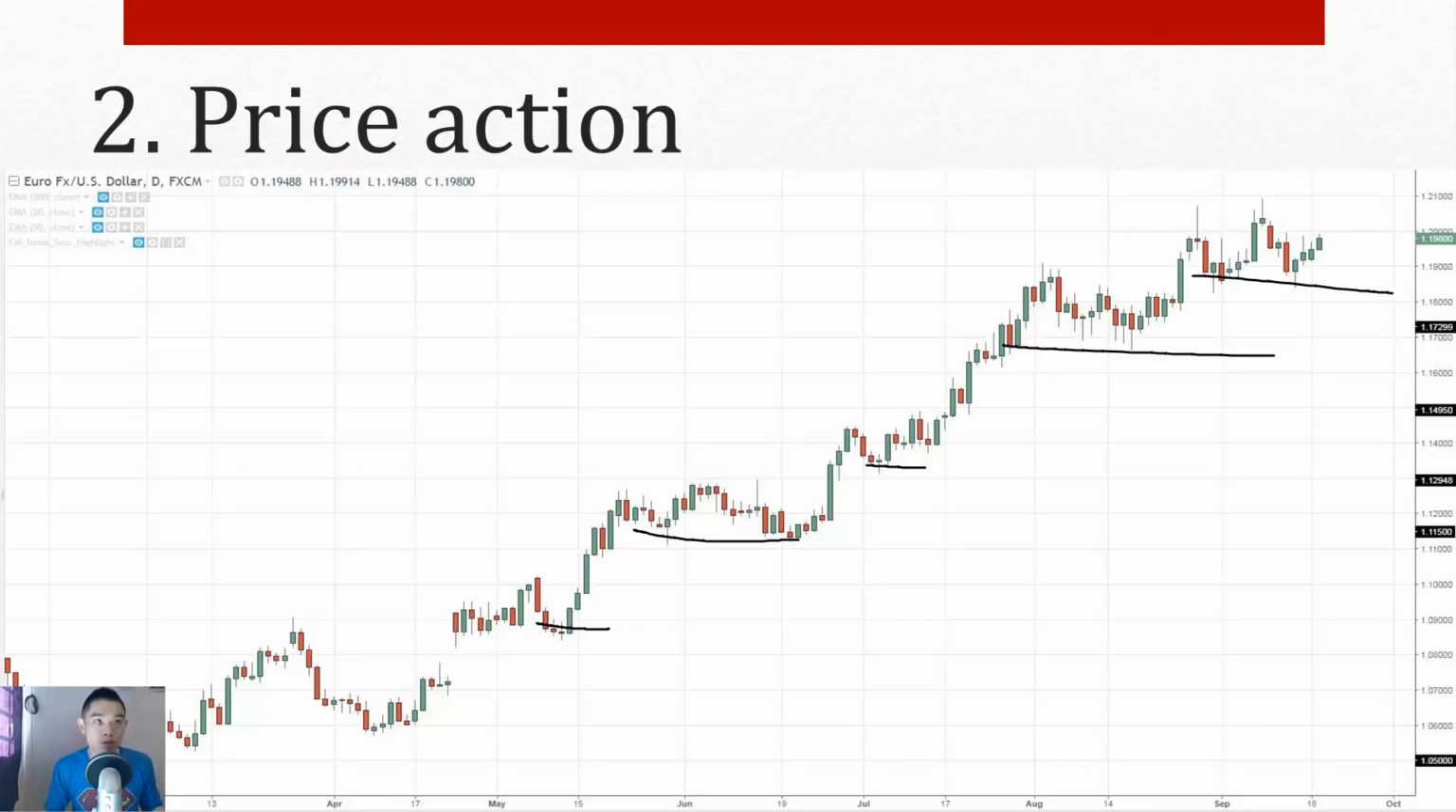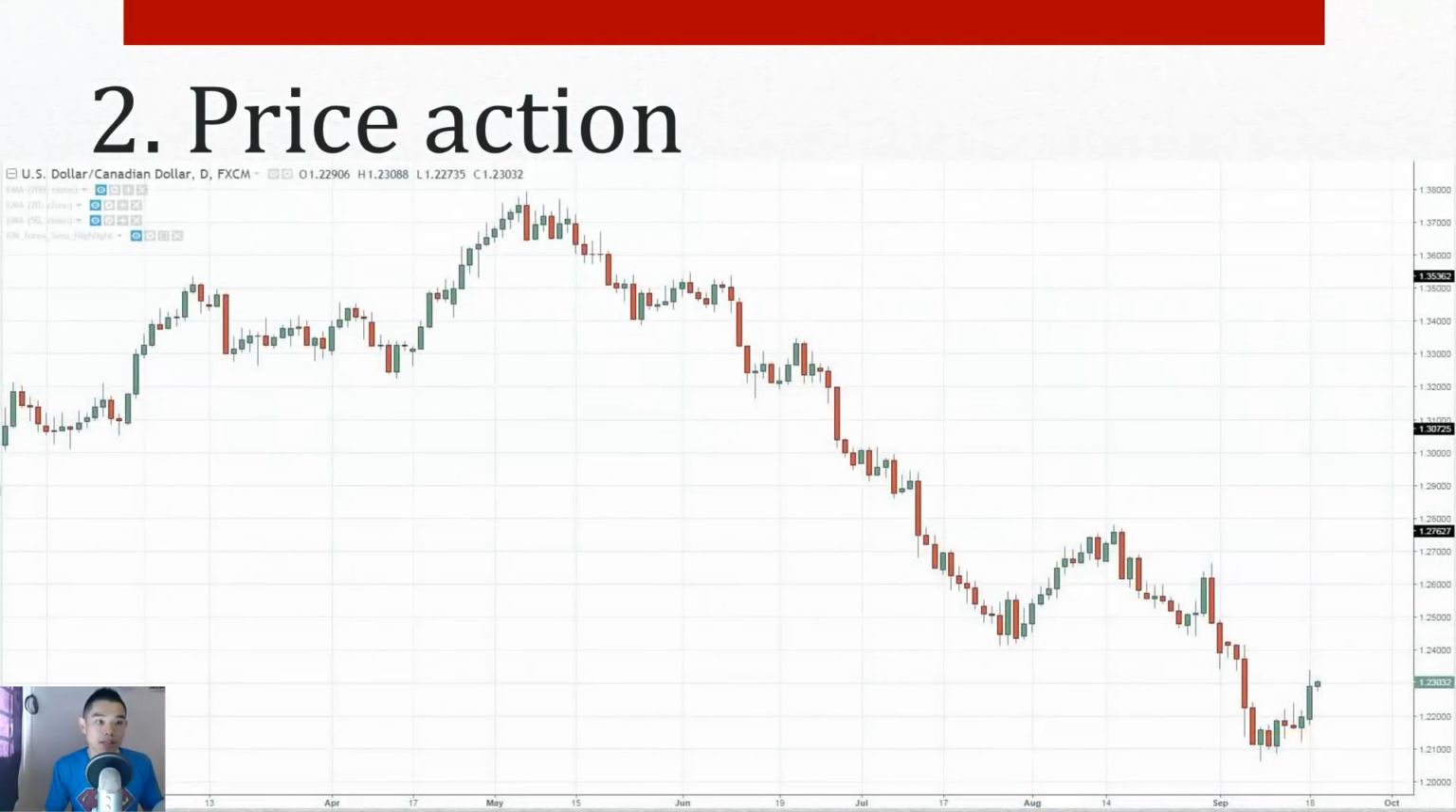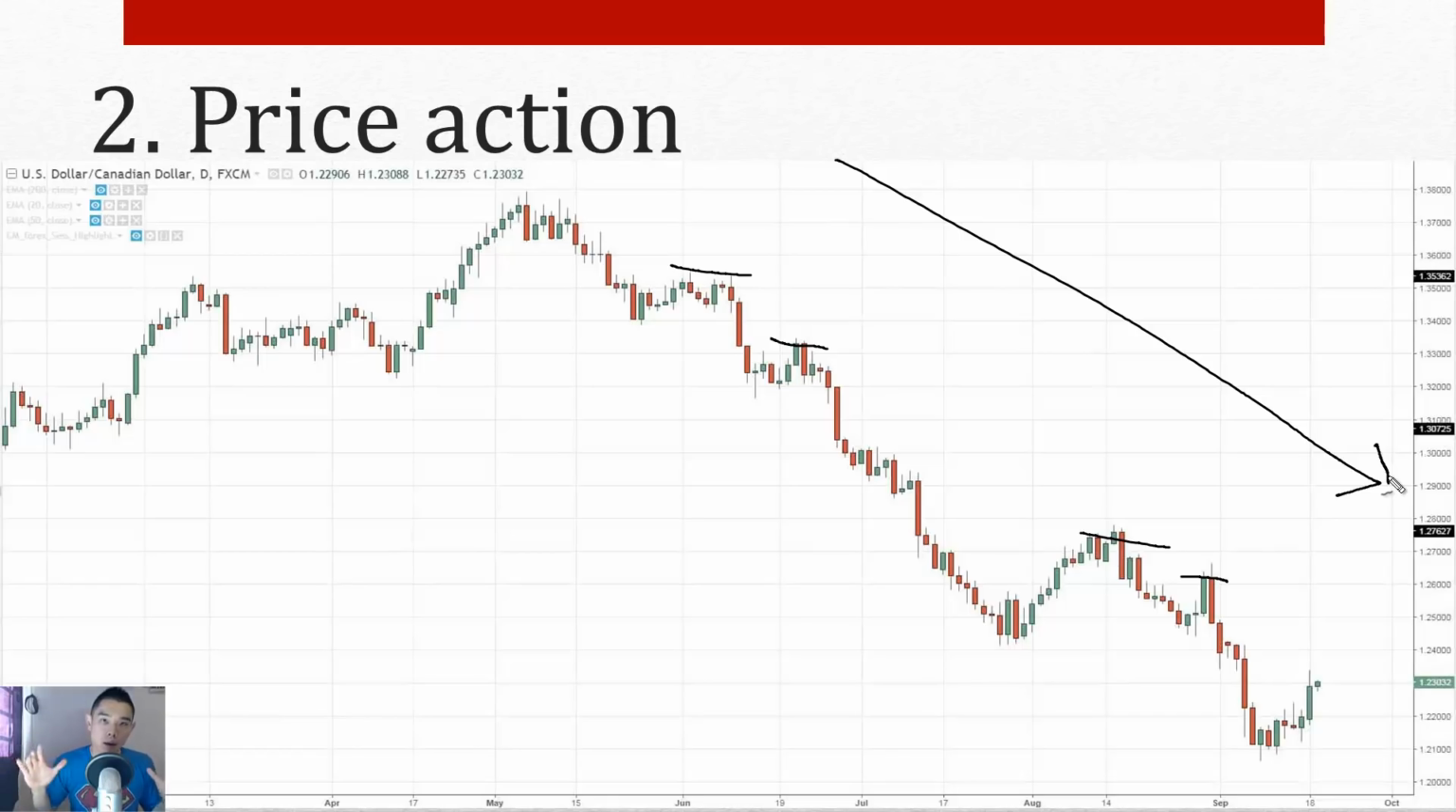And vice versa, if you see a series of lower highs, in this case, a lower high, a lower high, a lower high, a lower high, it tells you that the trend is towards the downside, okay?